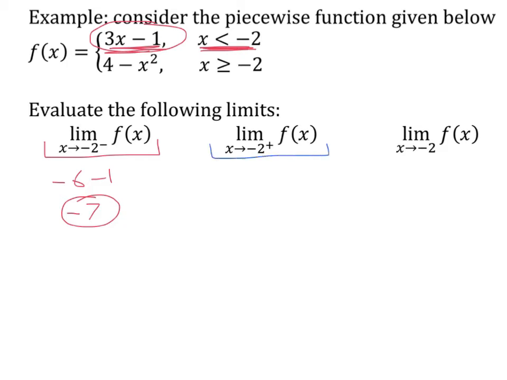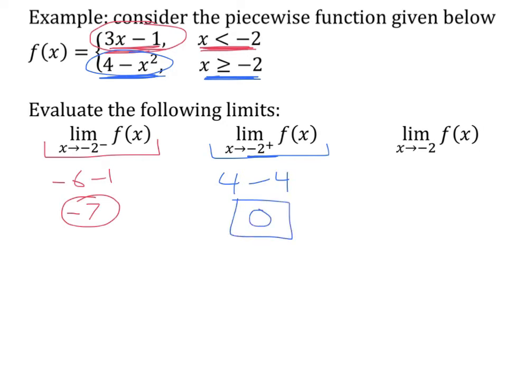So for this limit, where I'm approaching -2 from the right, I'm plugging in values that are greater than -2. So this is the expression that I need to evaluate. Just like I've done before, I'm going to take my value here, my -2, and evaluate this expression using it. Let's see here. When I plug in -2, I'll end up with 4 minus 4, which is 0. Great. So that's my right-hand limit.